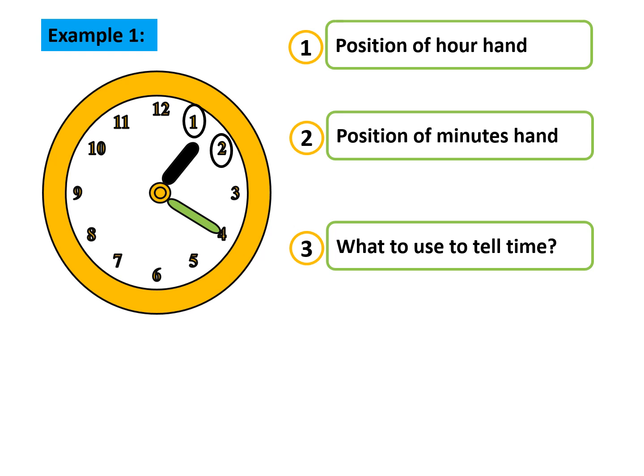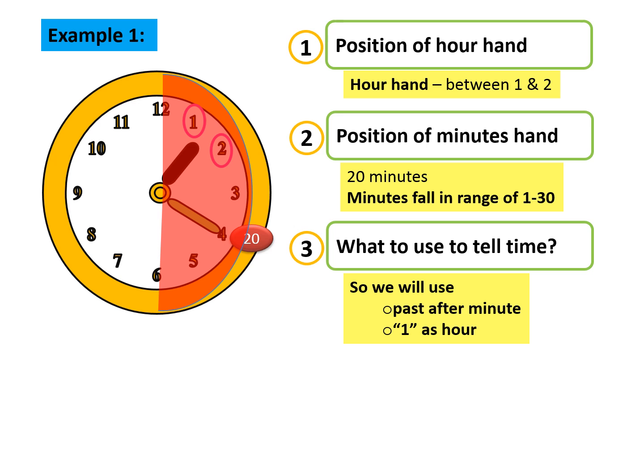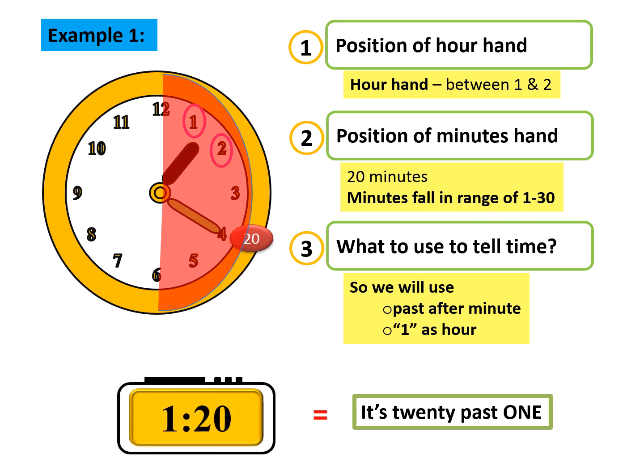Here in the example, the hour hand is between the 1 and 2, so 1 hour and 2 hour. The minute hand is at 20 minutes, which falls in the range of 1 to 30. So to tell the time, we use past after the minutes and 1 as the hour. So it is 20 past 1, means 20 minutes have passed after 1 hour. So if you want to write it digitally, you can simply write down 1 hour 20 minutes.